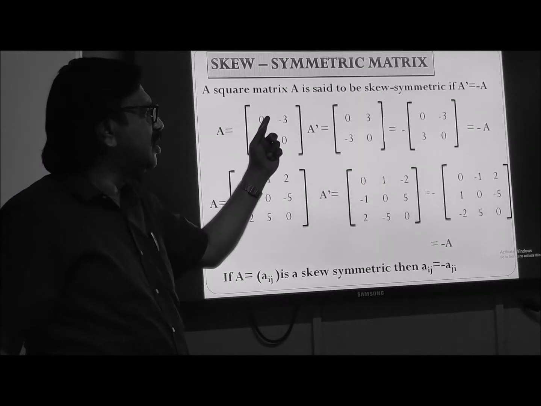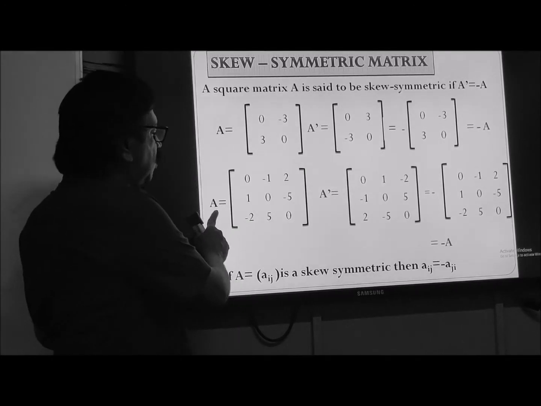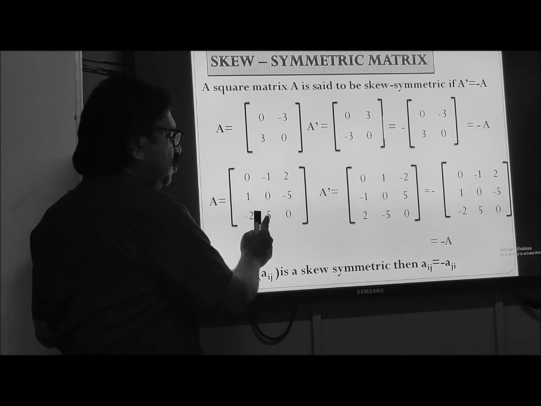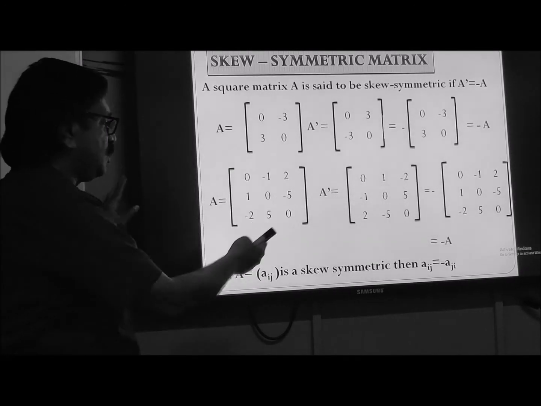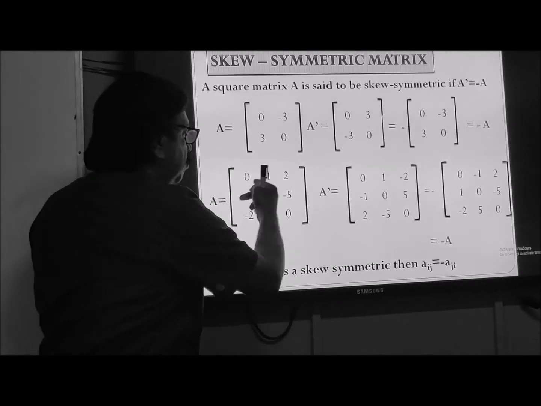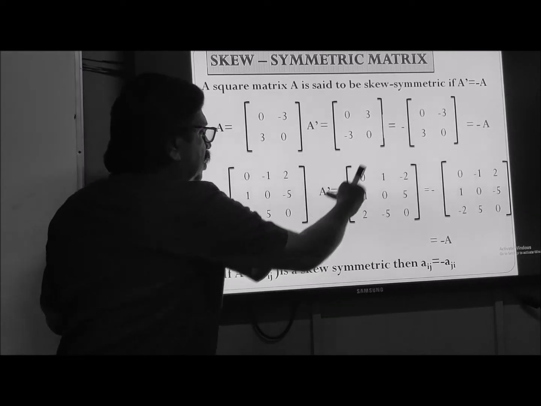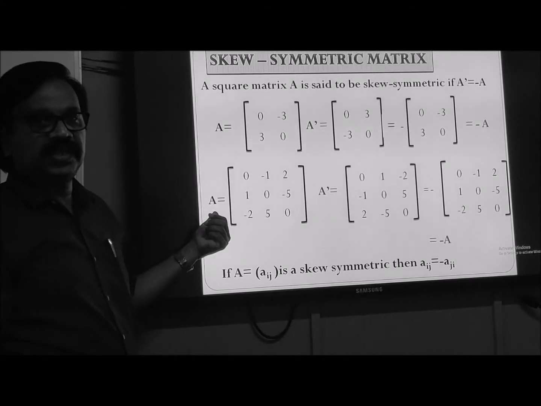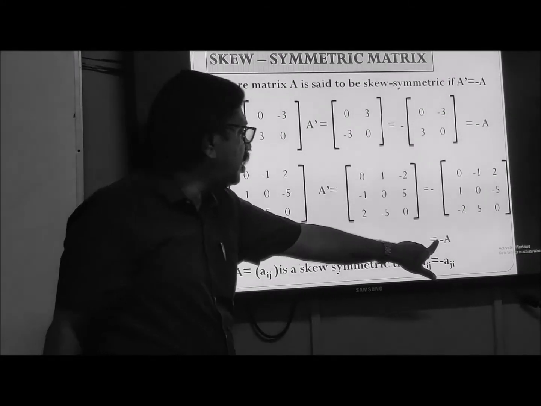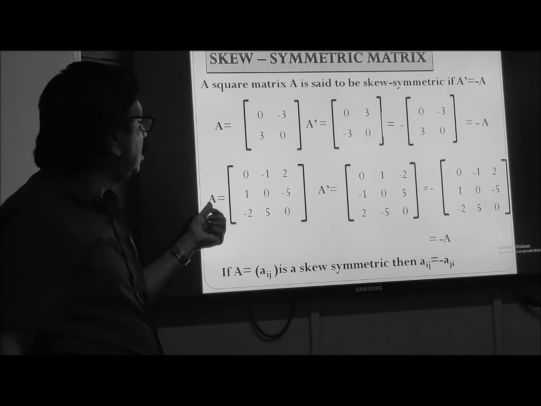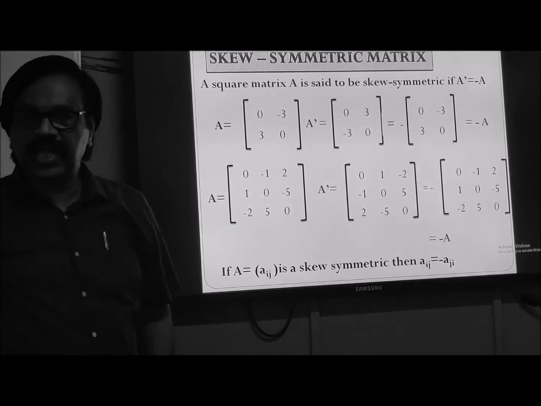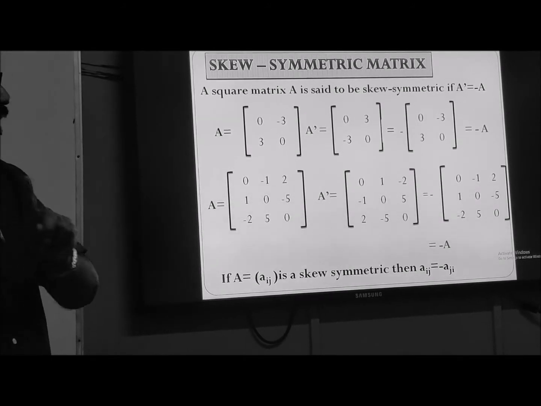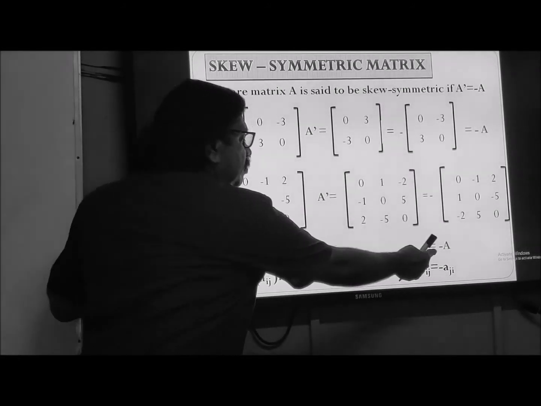This is A only. Here also you can say, if A equals [0, minus 1, 2; 1, 0, minus 5; minus 2, 5, 0], then A transpose, if you interchange the first row into first column, second row into second column, third row into third column, then we are getting minus of this matrix. That is, minus this matrix is what we call skew symmetric. If the transpose of a matrix is the negative of the given matrix, that matrix is called a skew symmetric matrix.